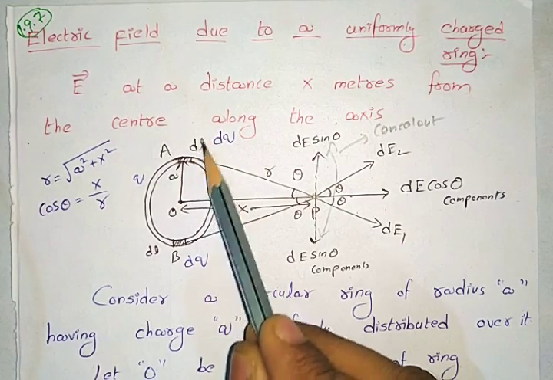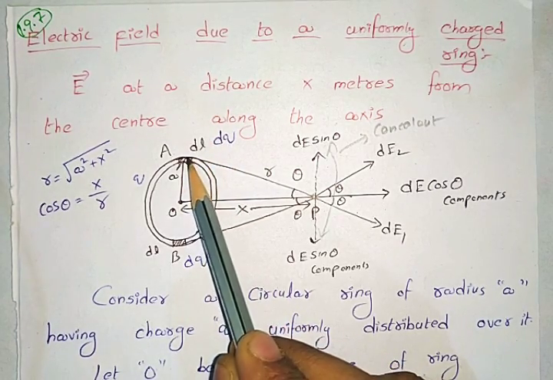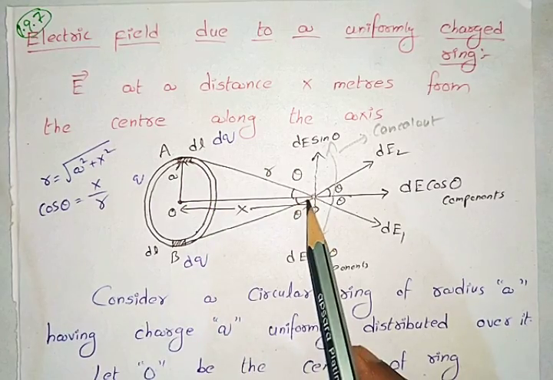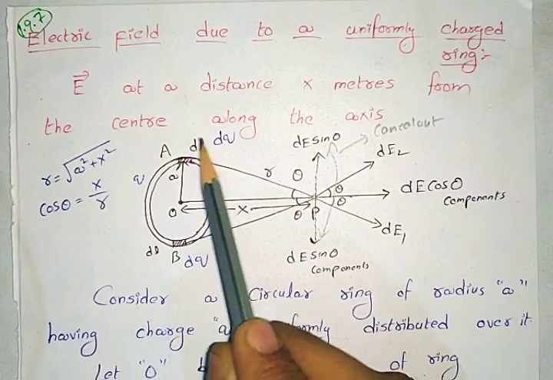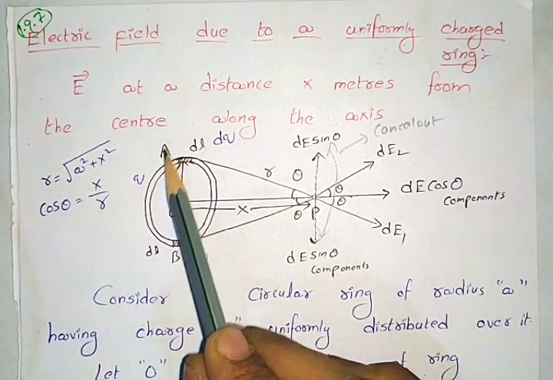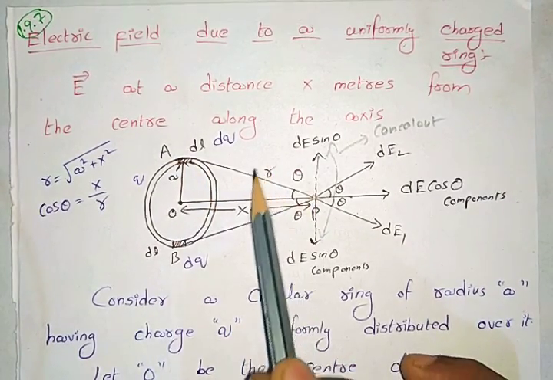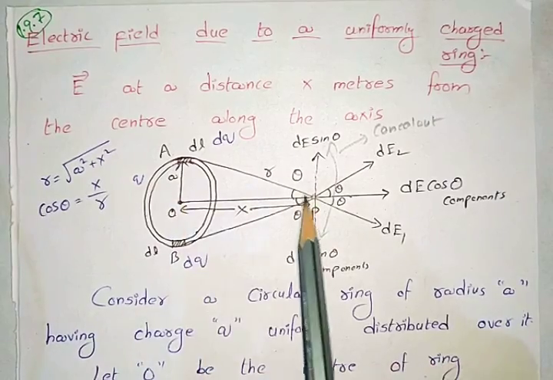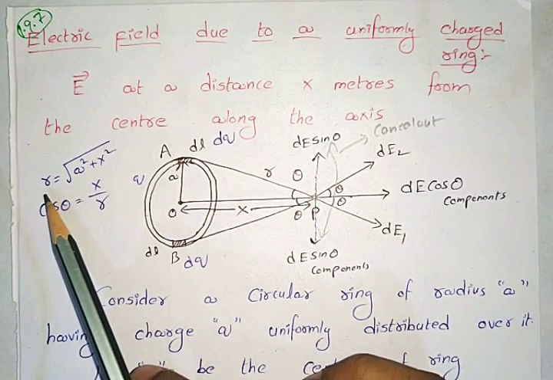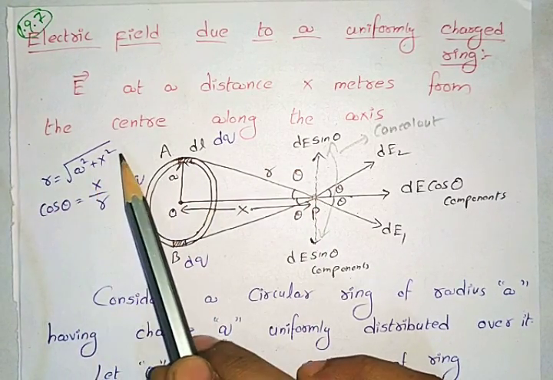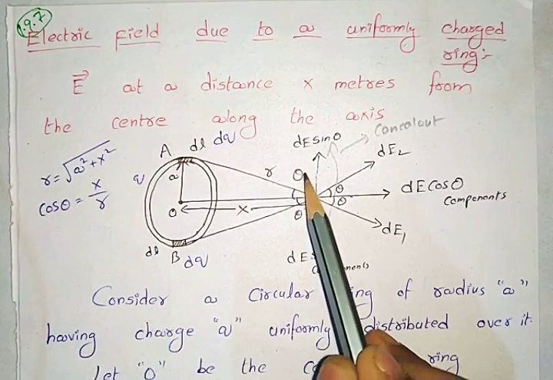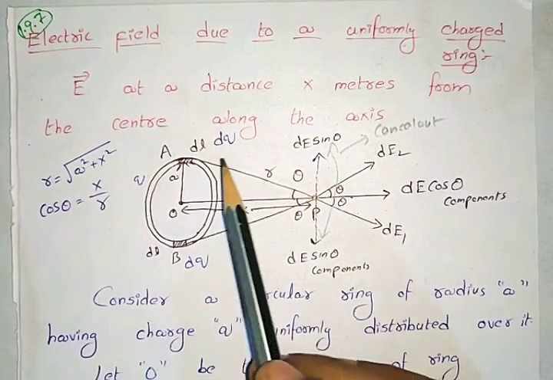So consider an element here of length dl. Now the distance between this point P and the element dl, which is situated at the point A here. Here a right angle triangle is formed, so the distance r is equal to root of a square plus x square. Now cos theta will be x by r.